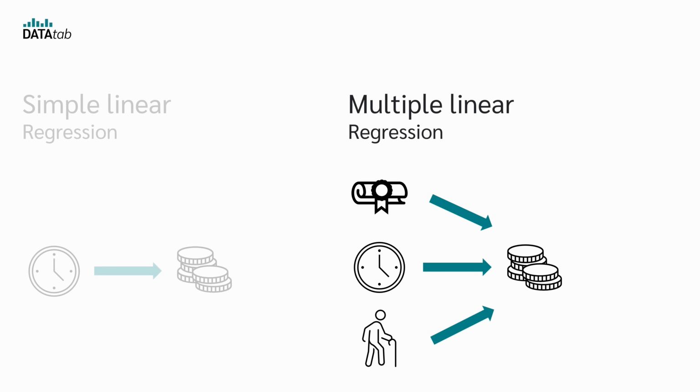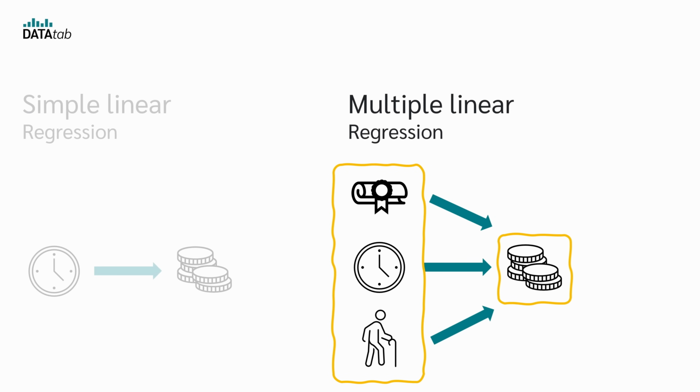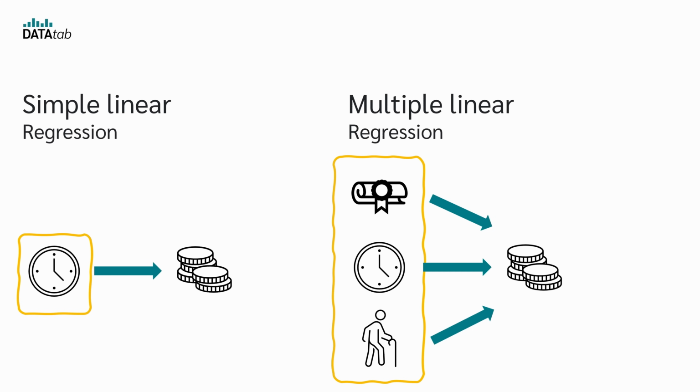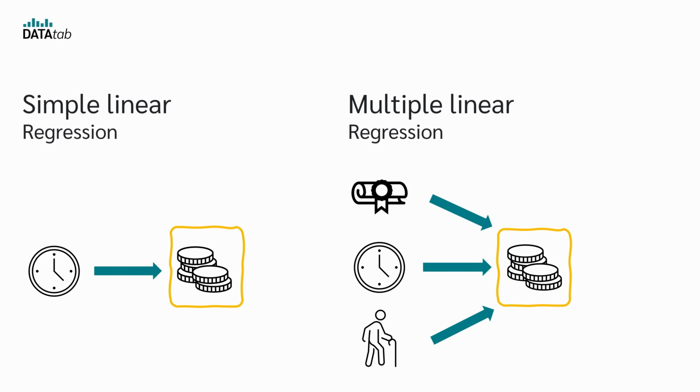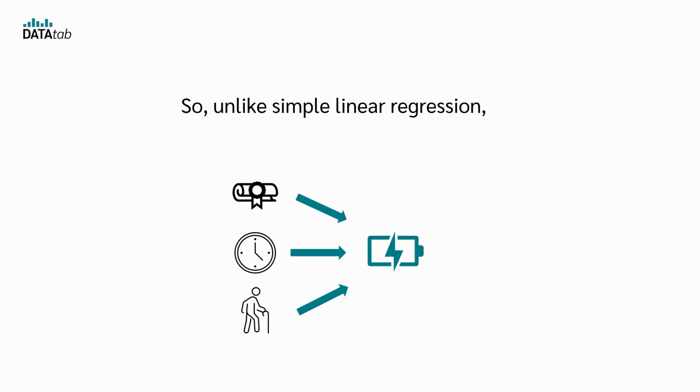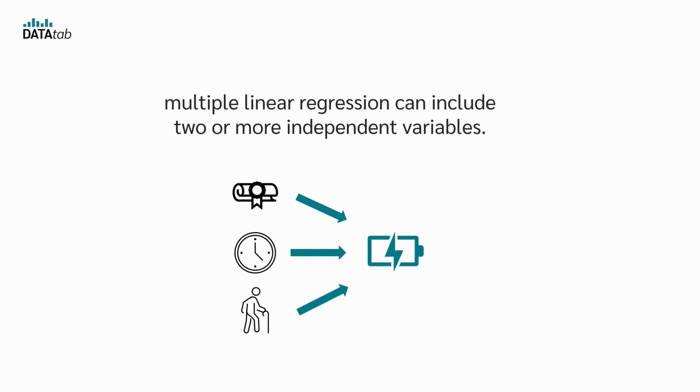Multiple linear regression, on the other hand, uses several independent variables to predict or infer the dependent variable. Therefore, the difference between a simple and a multiple linear regression is that in one case only one independent variable is used, and in the other case several. Both have in common that the dependent variable is metric. Metric variables are, for example, the salary of a person, the body size, or the electricity consumption. So unlike simple linear regression, multiple linear regression can include two or more independent variables.